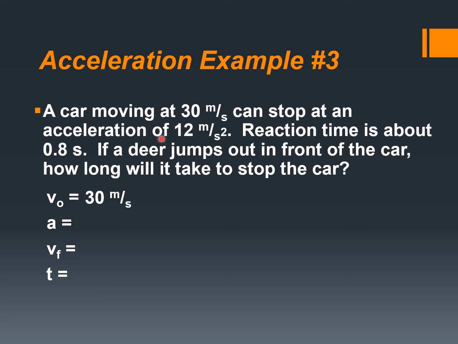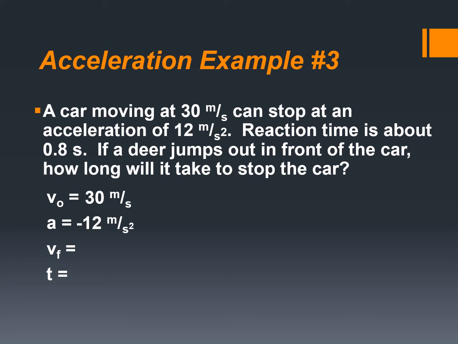The acceleration is 12 meters per second squared, but this is a little bit tricky because it says it stops. Now, just because it's slowing down, that does not mean we automatically have a negative acceleration. But if it is slowing down, then that means the acceleration and the velocity are in opposite directions. Since we already know that the initial velocity is positive, then that means the acceleration has to be in the opposite direction, so it's going to be negative 12 meters per second squared.